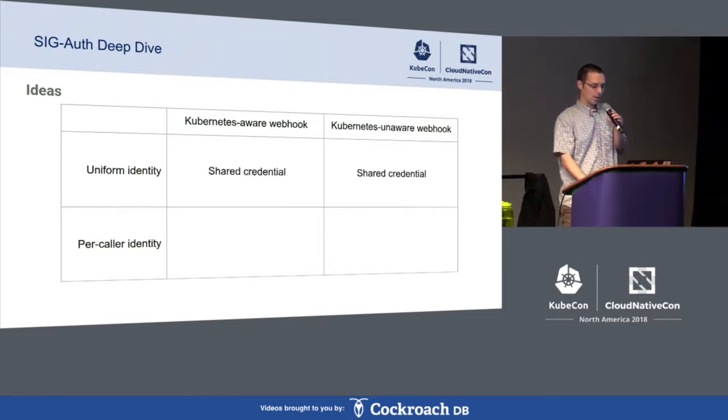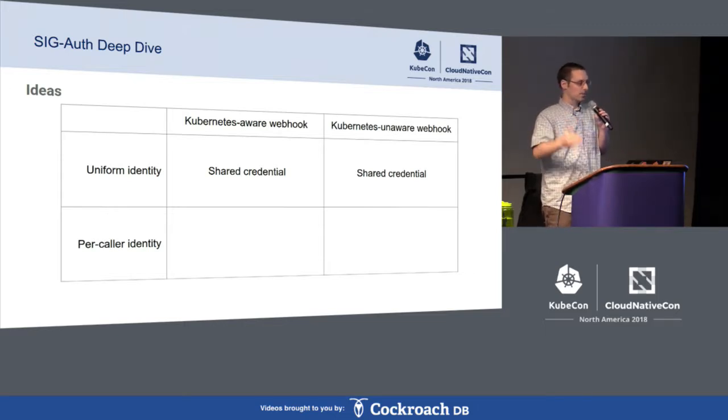So if uniform identity is acceptable, then maybe the shared credential reference could work. And so we're considering having that as an option, not the only option, but an option for the various webhook configurations, where you could say, when you call this webhook, use this credential. And if uniform identity is acceptable, that could be a possibility.